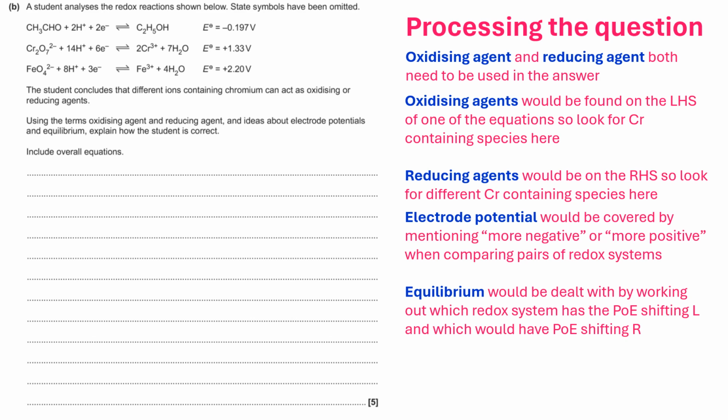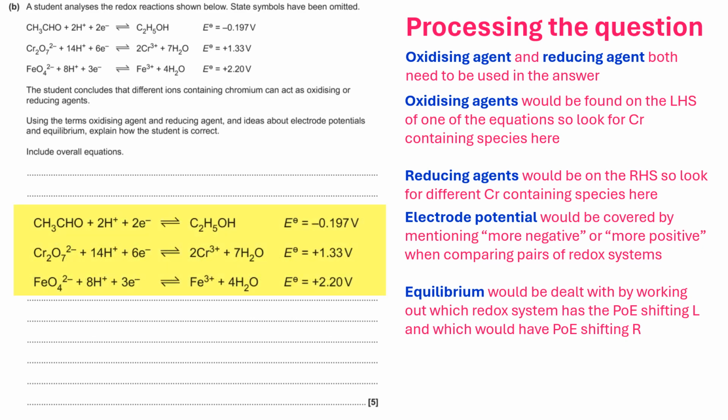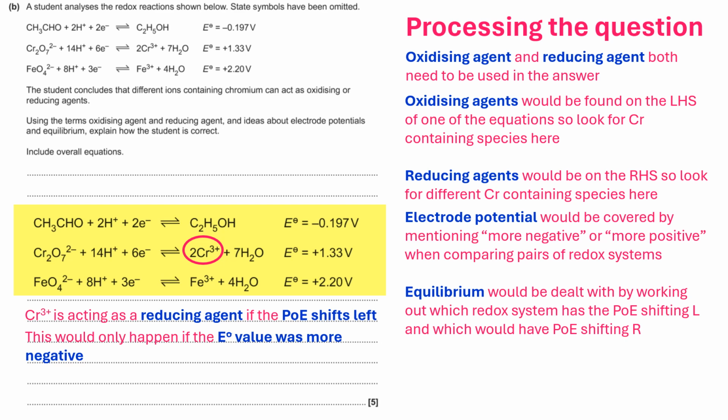So having a look at the actual data, you can see straight away that Cr3+ would be acting as a reducing agent if the position of equilibrium shifts left. To make that happen, you have to make sure that the electropotential value, which is +1.33 volts, was more negative than the other redox system you pair it up with. Looking at the two redox systems, you can see that there's one redox system that has +2.20 volts. So that must mean you need to react Cr3+ with FeO4 2-.